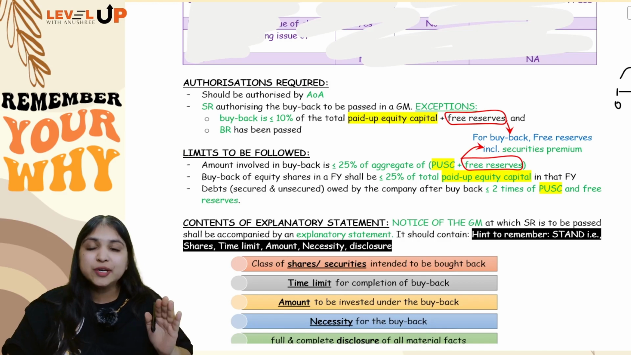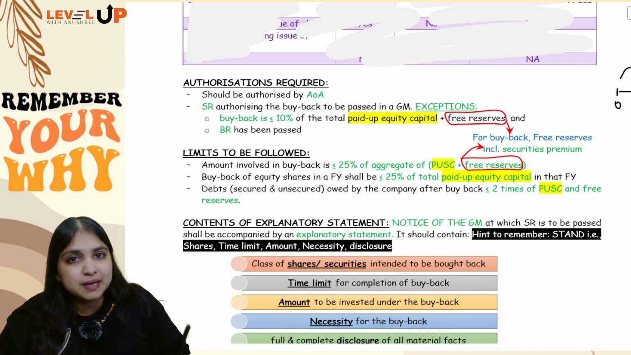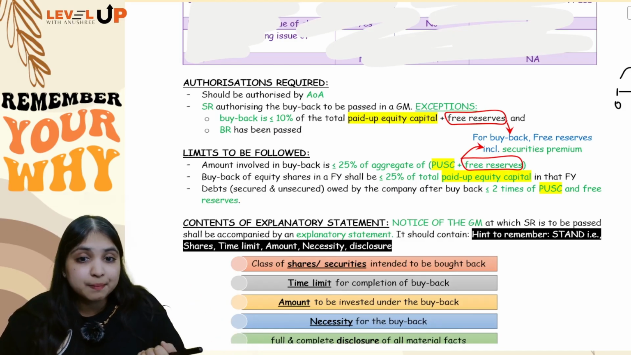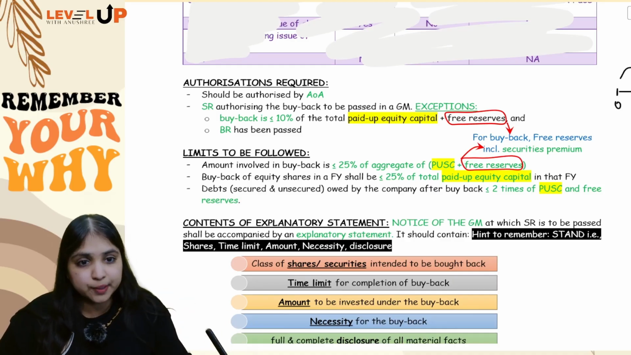First of all, how much maximum can the company spend on buyback? 25% of paid up share capital plus free reserves plus securities premium. Then limit number 2, how many shares can the company buy back maximum? Maximum the company can buy back 25% of the total paid up equity share capital.